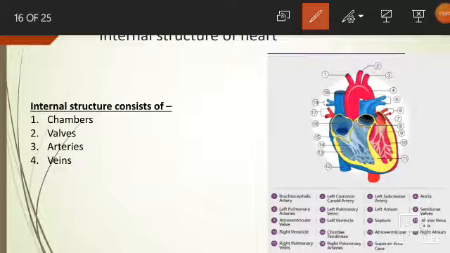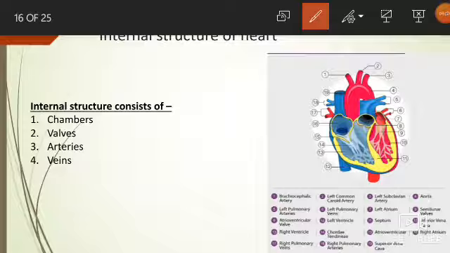Similarly, semilunar valves are also present. These are pocket-like structures attached at the point at which the pulmonary artery and aorta leave the ventricles. At the place from where the pulmonary artery and aorta leave the ventricle, it is also guarded with the help of a valve, and this valve is a pocket-like structure. The main function of valves is to prevent backflow of blood.